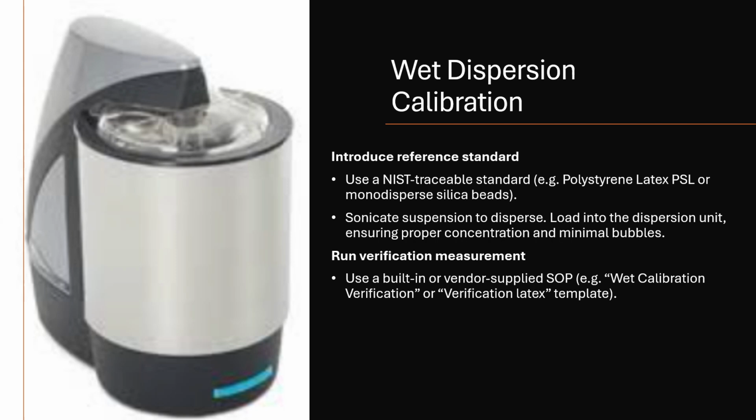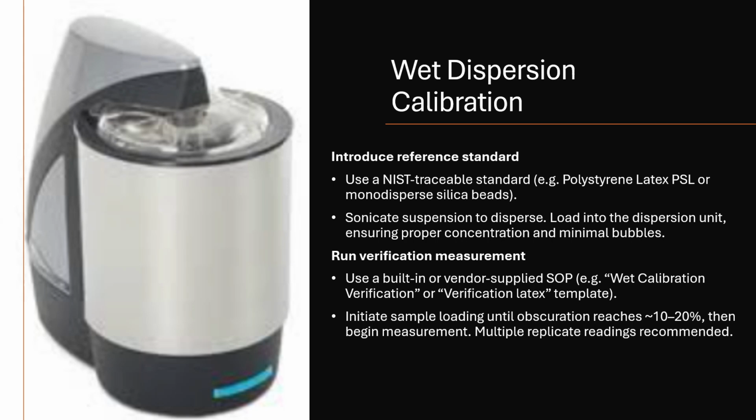So you need to take the template and then initiate sample loading until obscuration reaches approximately 10 to 20%. Then begin the measurements, and multiple replicate readings are recommended. Right. So what happened? Vendor SOPs are optimized for the instrument's optical model and ensure consistent settings. And the 10 to 20% obscuration range provides optimal light scattering without multiple scattering effects, while replicate measurements verify the system repeatedly and detect any transient issues during the calibration.